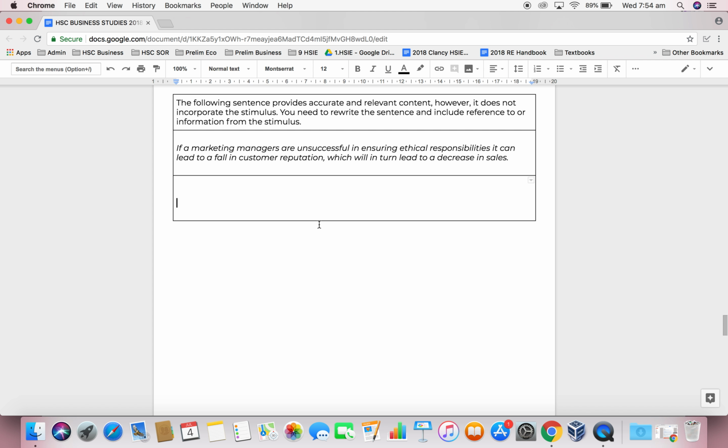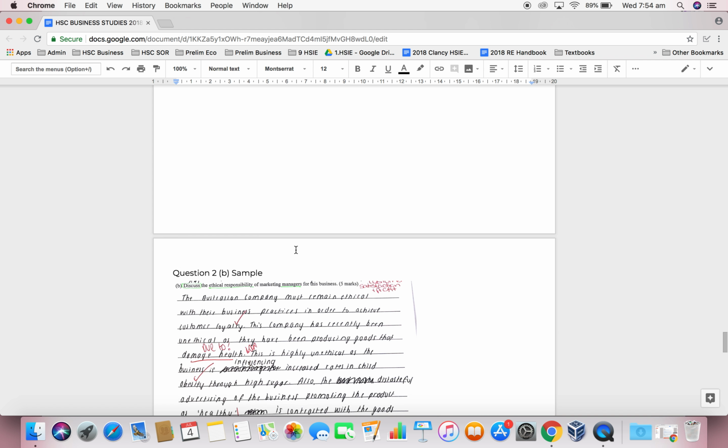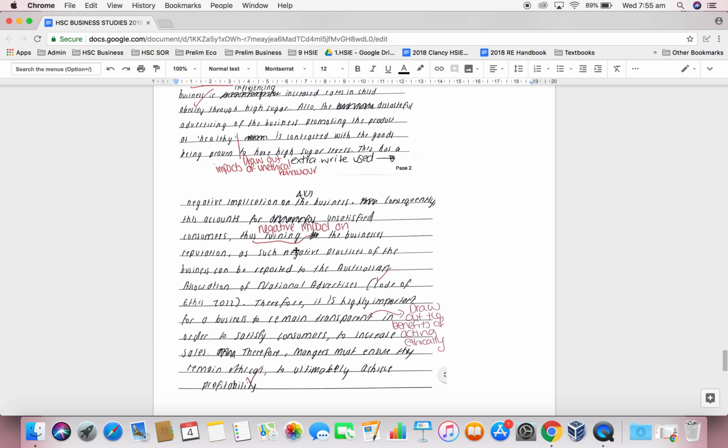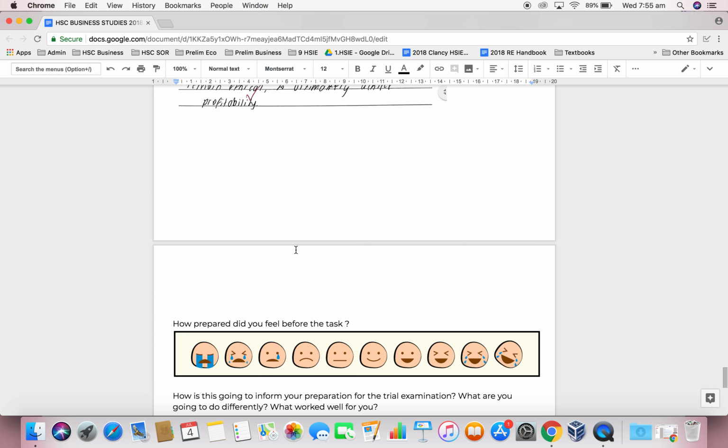Hopefully you've done that. What you need to think about in your response is, was your stimulus and content integrated at a sentence level, or were you writing content sentences and then stimulus sentences completely separate? Because them being integrated at a sentence level is what we're after. Okay, here's a sample for you. Again, it's quite a lengthy sample, but they've done a really good job.